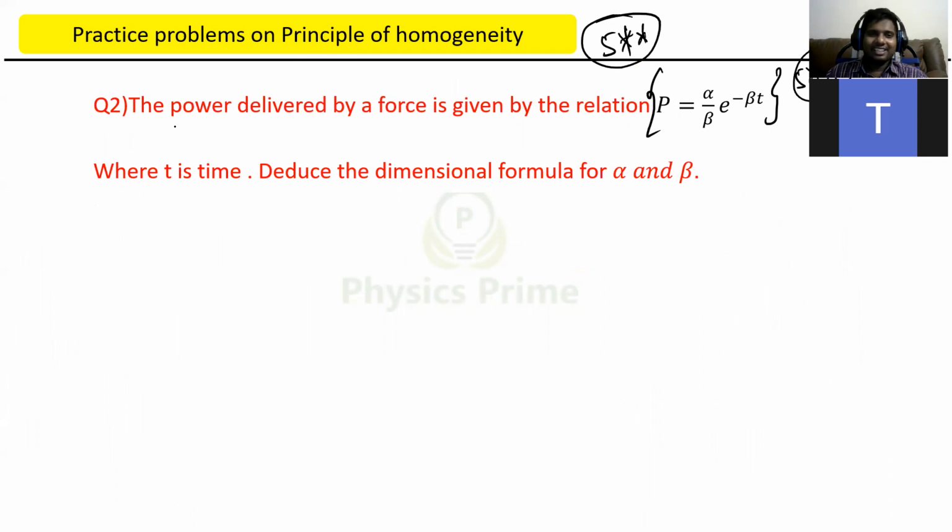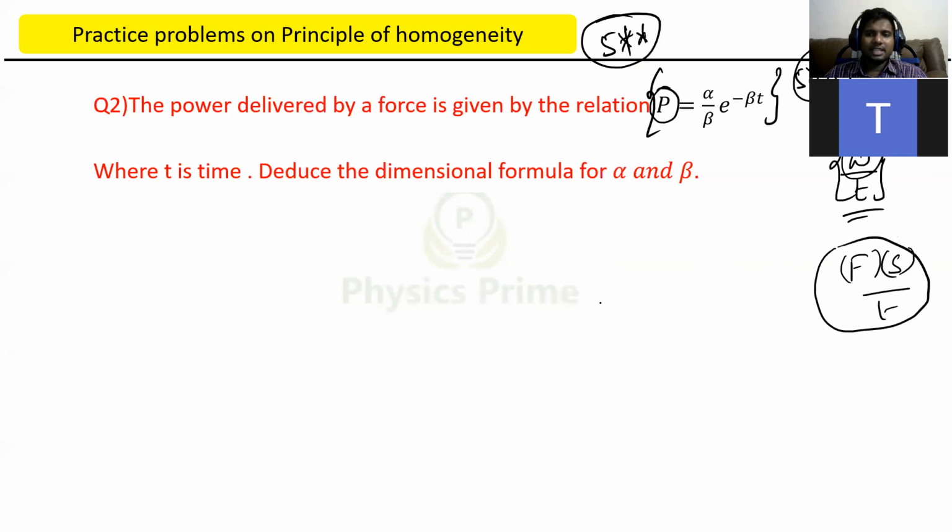The power delivered by a force is given by the relation power. Power means what? Work done by time, right? Rate of doing work is called power. In your 9th and 10th, you might have studied the formula for work done, force into displacement. So at least you know the dimensions of power. Can you write the dimension of power here on your own?